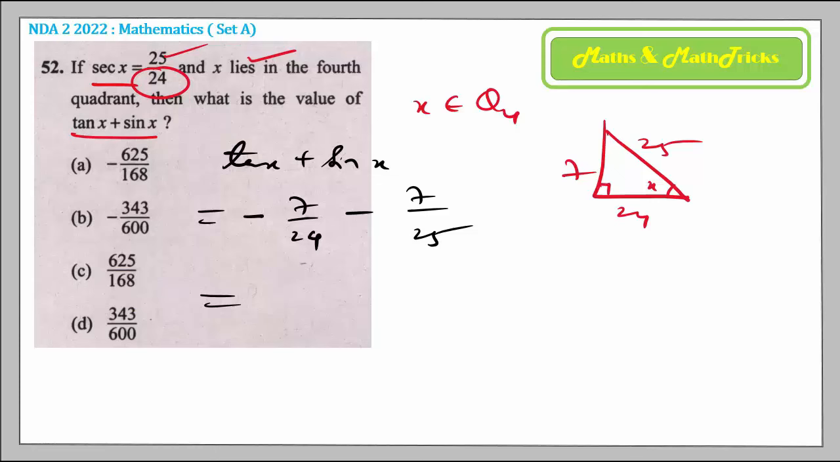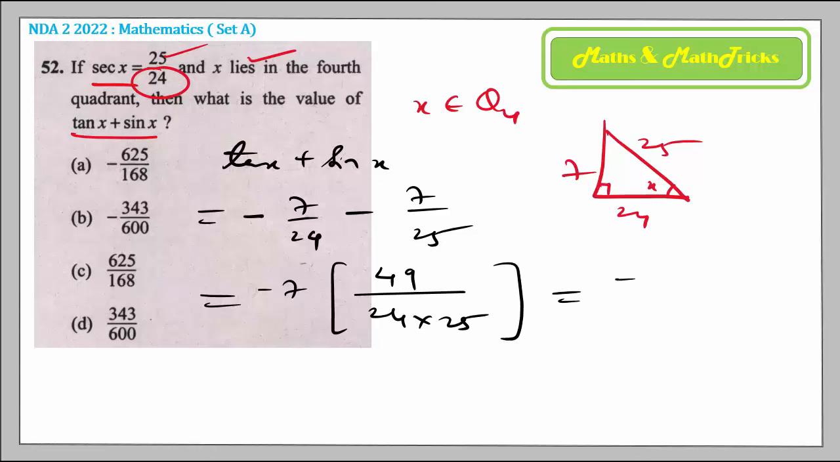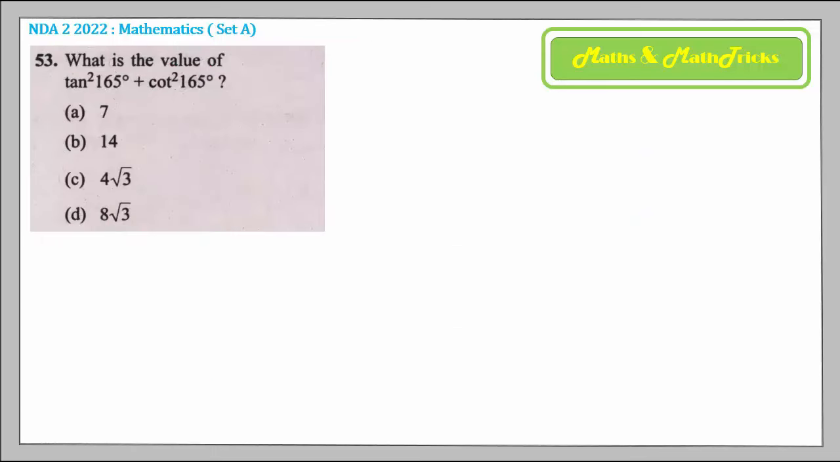So when you handle this by taking minus 7 common, 25 plus 24 you are going to get 49 divided by 24 into 25. So you can see that the numerator is 343 divided by denominator 600. So that's in the option number B. That's your answer. Alright, coming on to the next question now.